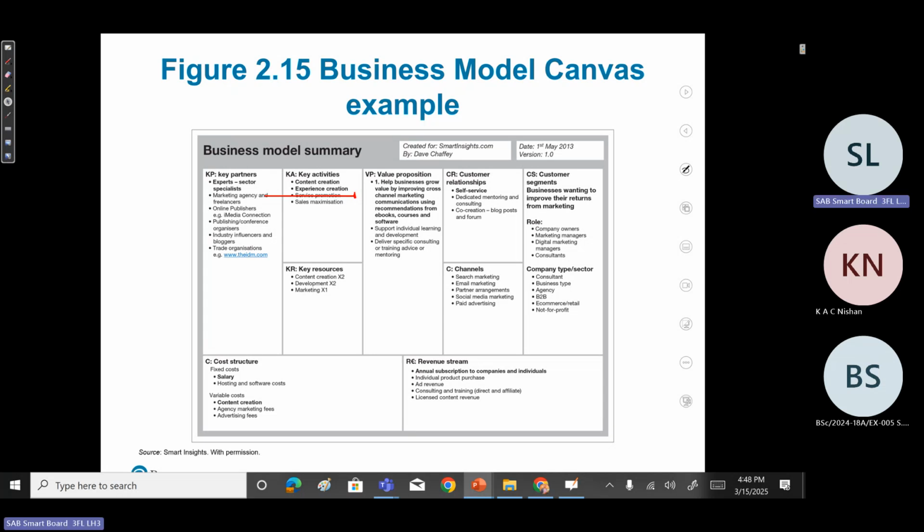Now I took two examples and explained the BMC. What are the two examples? One, Uber. The second one is what?